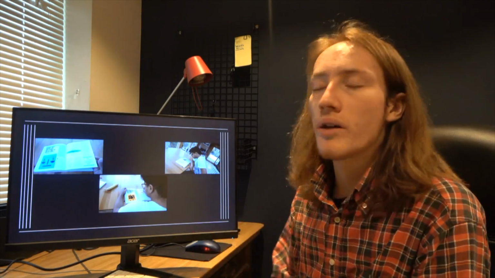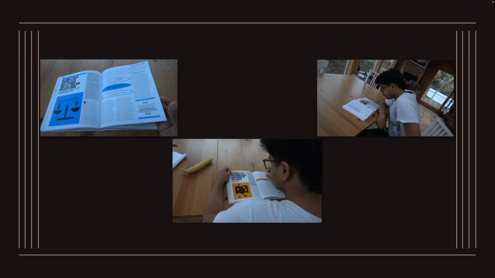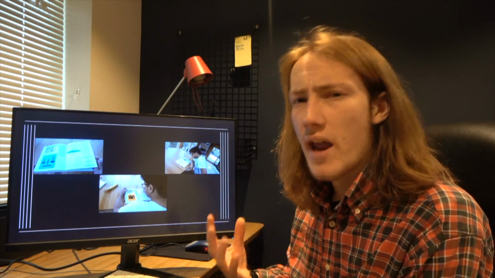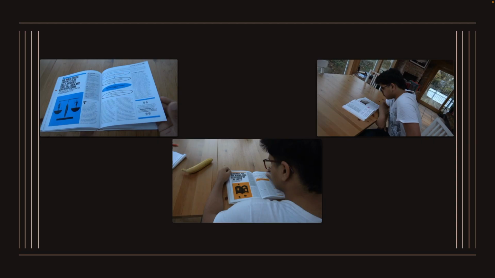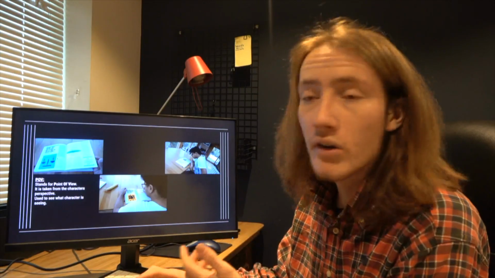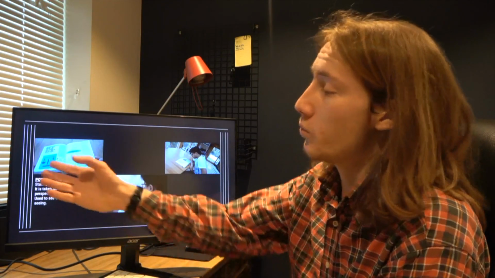Now these are 3 more camera angles. They don't necessarily follow the same rule as high angle, eye level, and low angle. This is a bit more varied, but could you maybe guess what this first one is? I'll give you a little hint. We are looking at the book from the character's perspective. This means it's a POV shot, which stands for point of view. It is taken from the character's perspective, used to see what the character is seeing. So here you can see what the character is seeing as what's on the book.